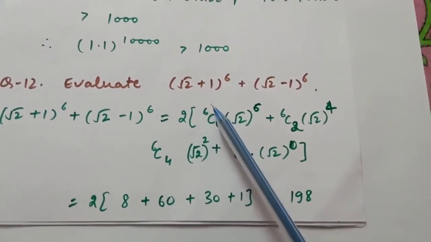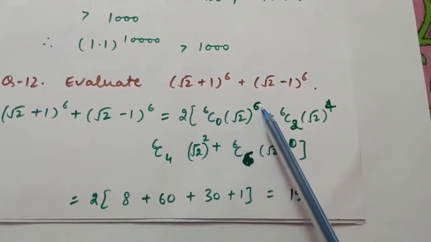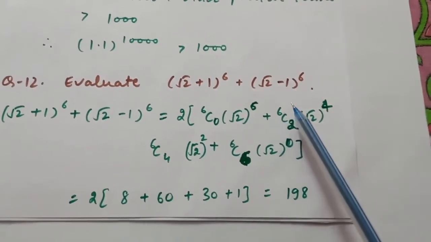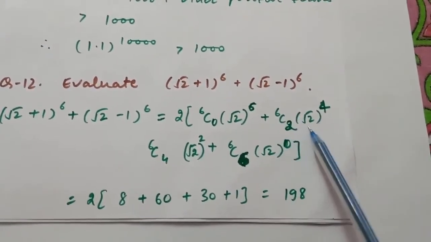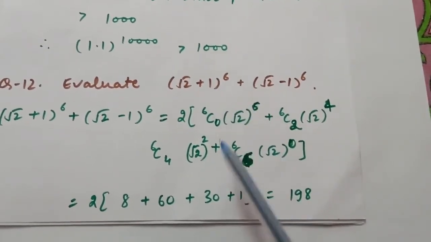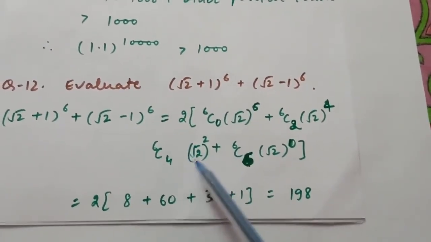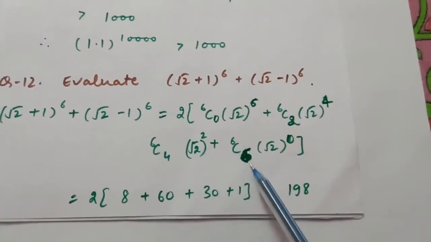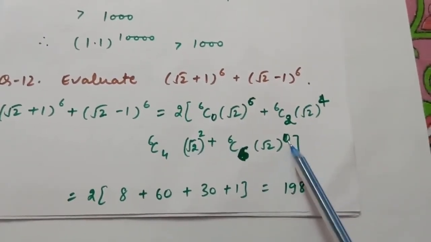So twice the odd terms will be 6C0 root 2 raised to the power 6 plus 6C2 root 2 raised to the power 4. The power of 1 we are not taking because it is 1 only. 6C4 root 2 square plus 6C6 root 2 whole power 0.